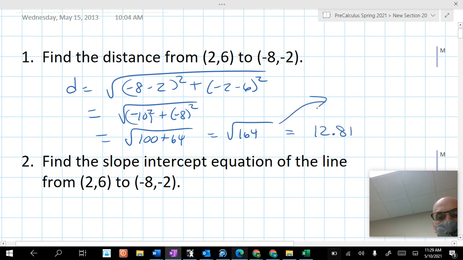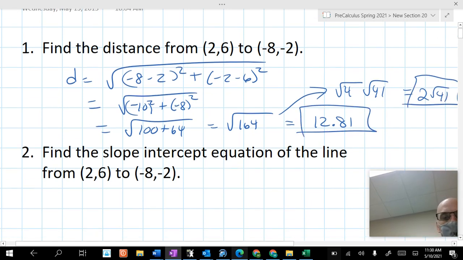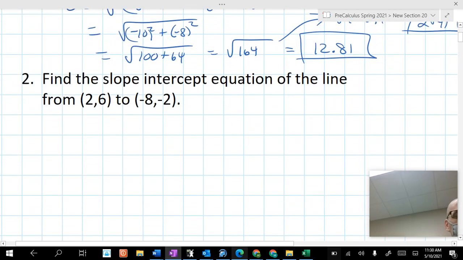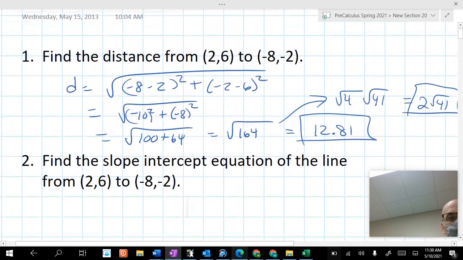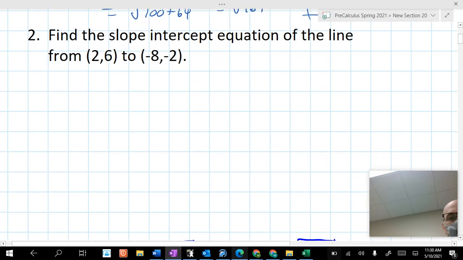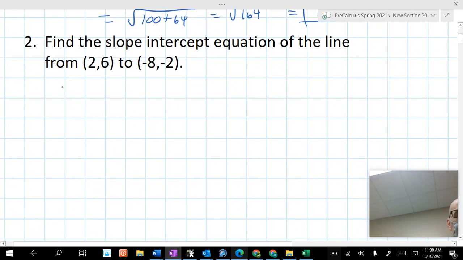If I don't want a decimal, square root of 4, square root of what? How many times does 4 go into that? 41, right? Square root of 4, square root of 41, which is 2 square root of 41. So if I ask for radicals, that way; if I ask for decimal, that way. I might not ask for either. Okay, slope, because I didn't ask for midpoint. Slope-intercept form of the equation. Slope first, -2 minus 6.